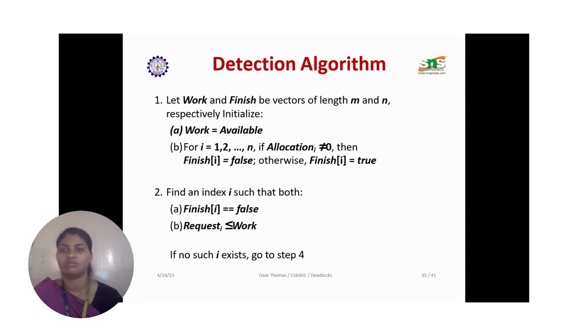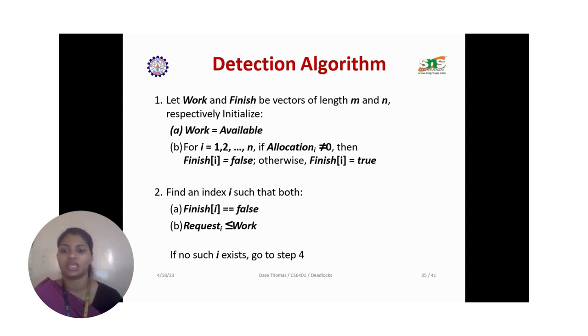Now we'll see the detection algorithm. The first step: you have Work and Finish, two vectors of length m and n. Work equals Available. For i equals 1 up to n, if Allocation of i is not equal to 0, then Finish[i] equals false. Otherwise, Finish[i] equals true. This is the first step.